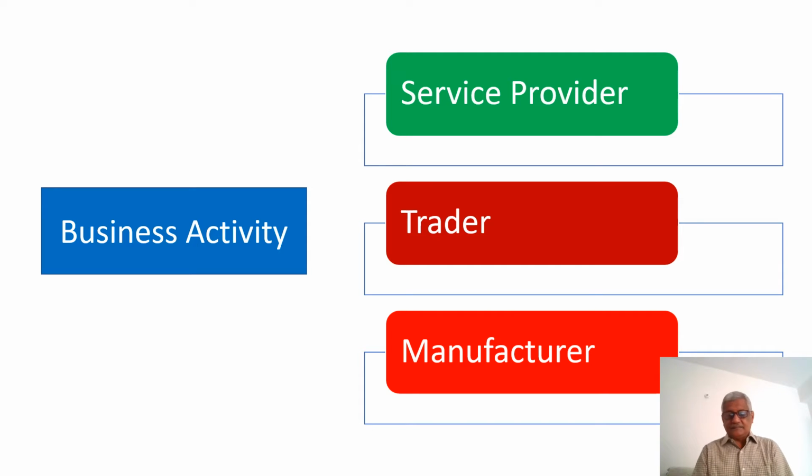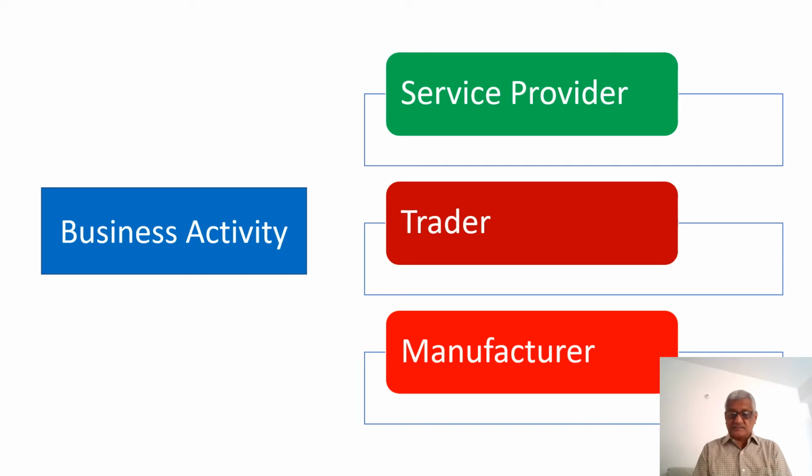The second one is a trader. A trader is the one who buys something and then sells it as such. He doesn't change it. A TV showroom purchases the television and sells it. A washing machine dealer purchases the washing machine and sells it. A retail medical store purchases the medicine and sells it. They are called traders.